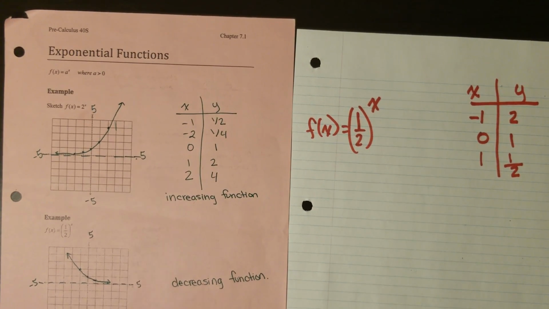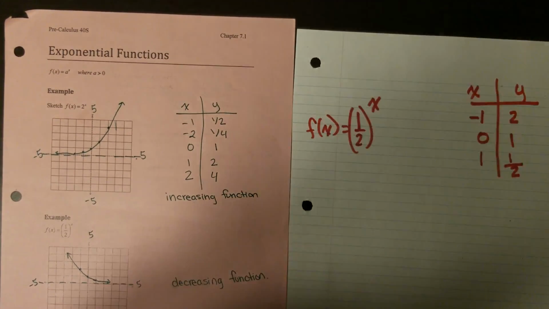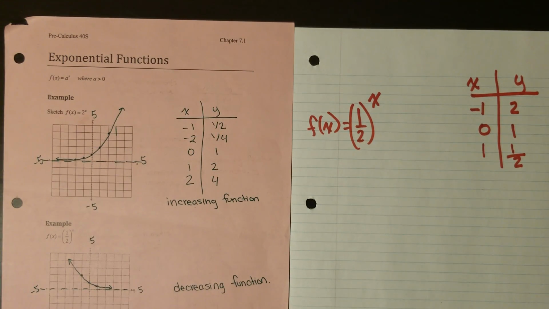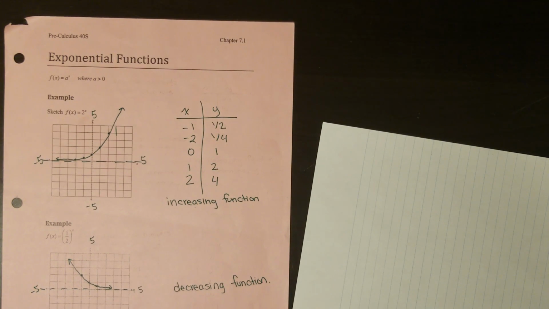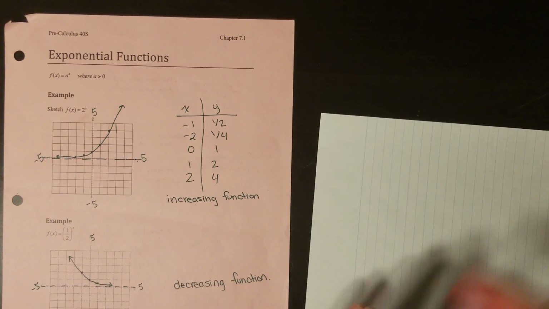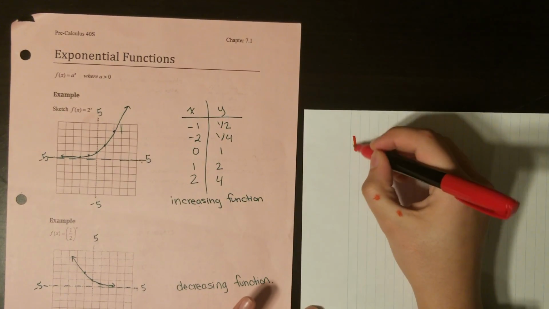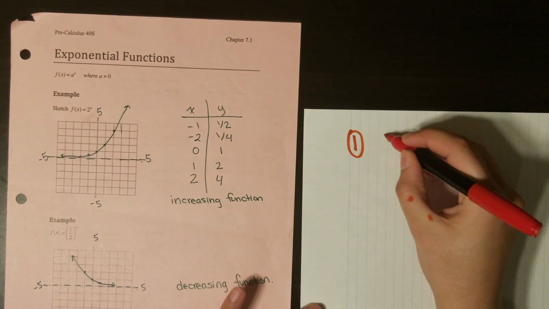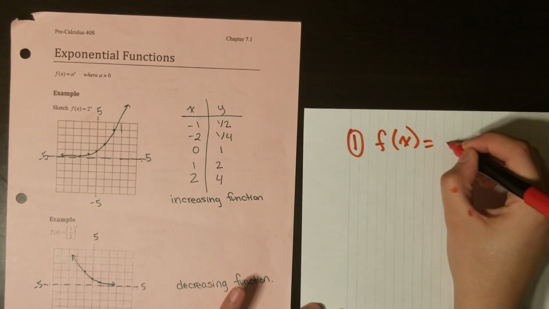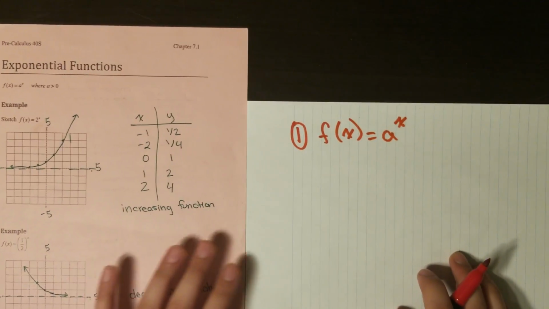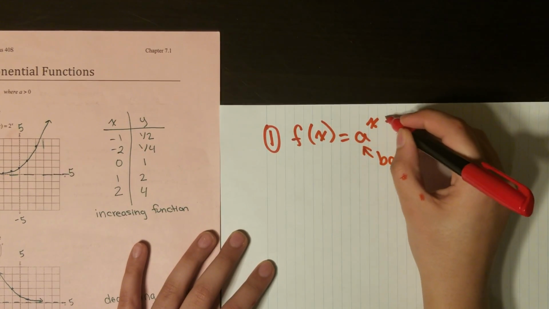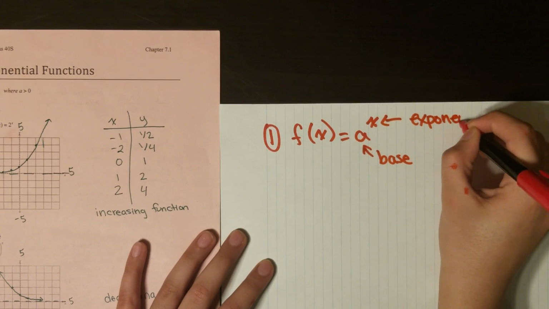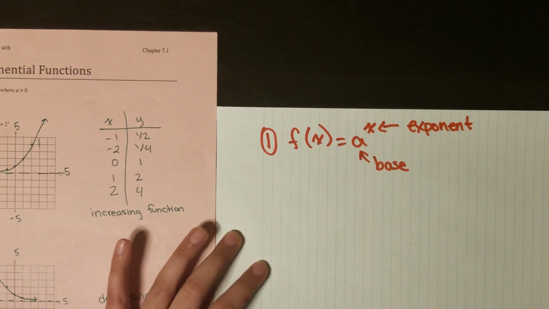Now another thing I'm going to explain to you is how to graph these graphs with ease. There are a couple of rules that we can remember so we can graph these graphs quicker and save some time. Number 1: when we have an equation f(x) = a^x, that a value right there is called your base, and x is your exponent. These may be terms you're already familiar with.